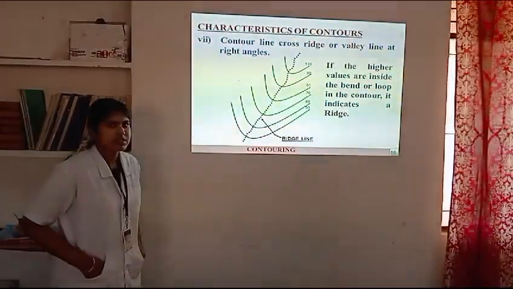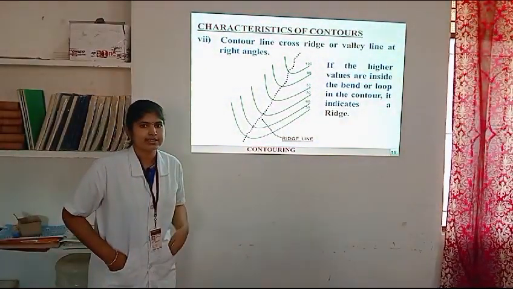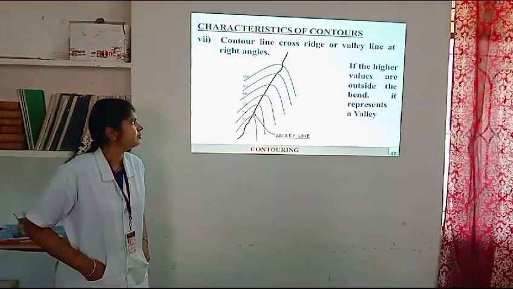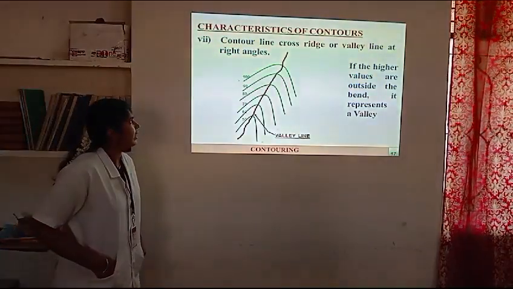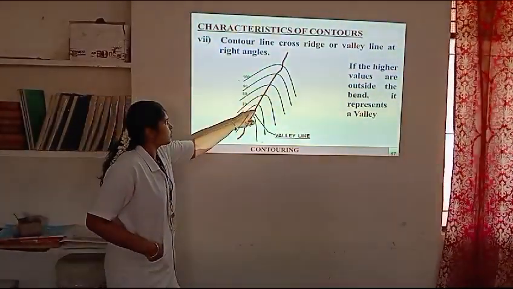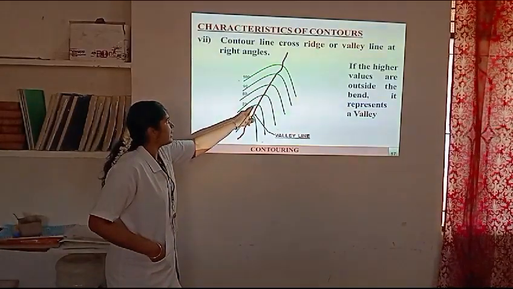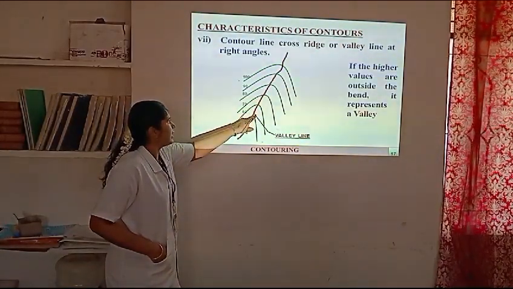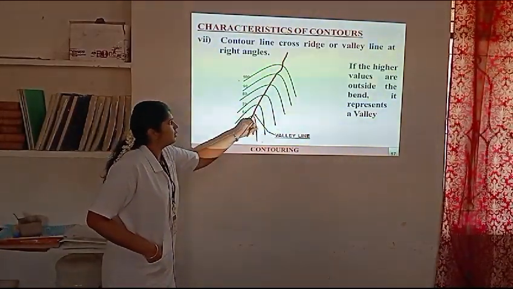Contour lines cross ridge or valley lines exactly at right angles. This is clearly shown in this figure. The green line is the contour line. This red line is the valley line.